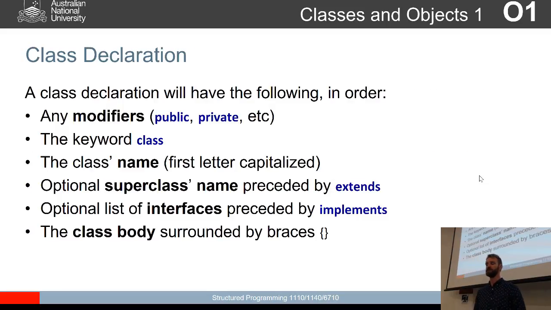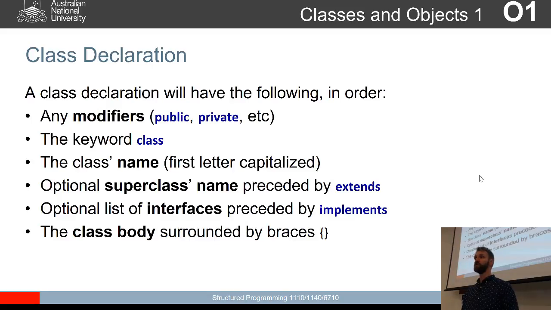So to declare a class, again, you start with modifiers like public or private. Then you have the keyword class. That lets you know that you're creating a class. Then you have the name of the class. And by convention, you always start a class name with a capital letter. If you don't do this in your code, you'll see your tutors throw you back the code and say, hey, you didn't follow the coding conventions. Class name should start with a capital letter.